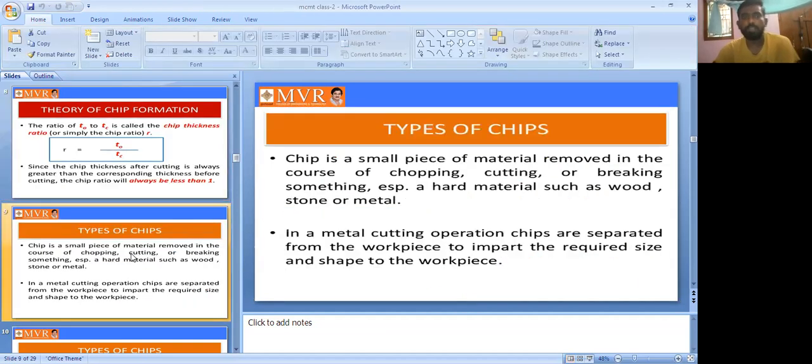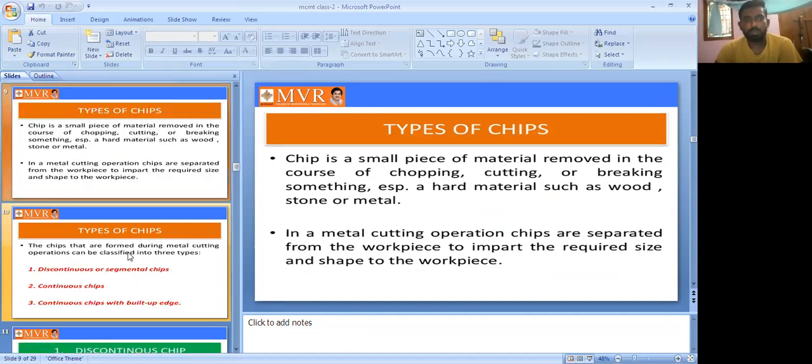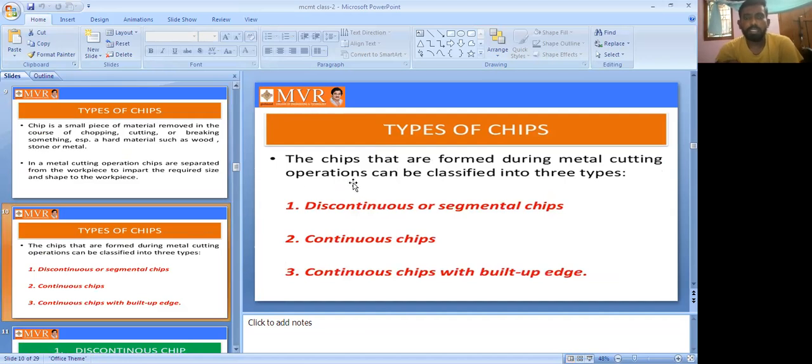Next we look at the types of chips. Chips are generally classified into three types. The chips formed during the metal cutting operation are classified as follows: the first is discontinuous segmental chips, the second is continuous chips, and the third is continuous chips with built-up edge. These are the three types of chips.